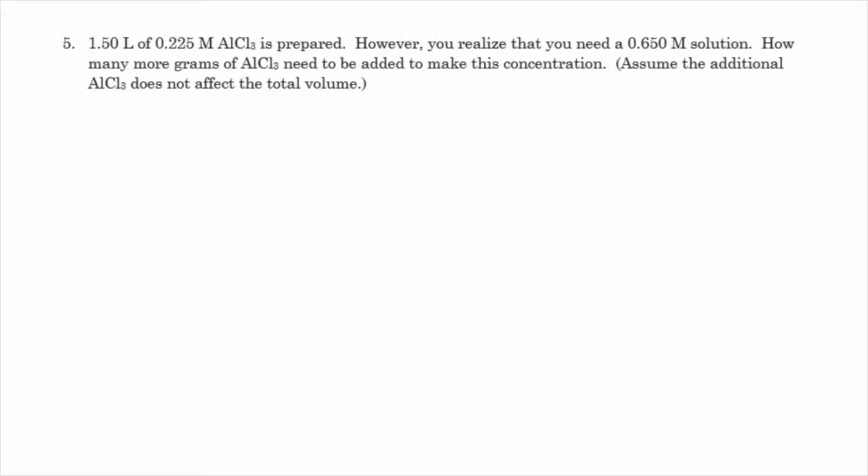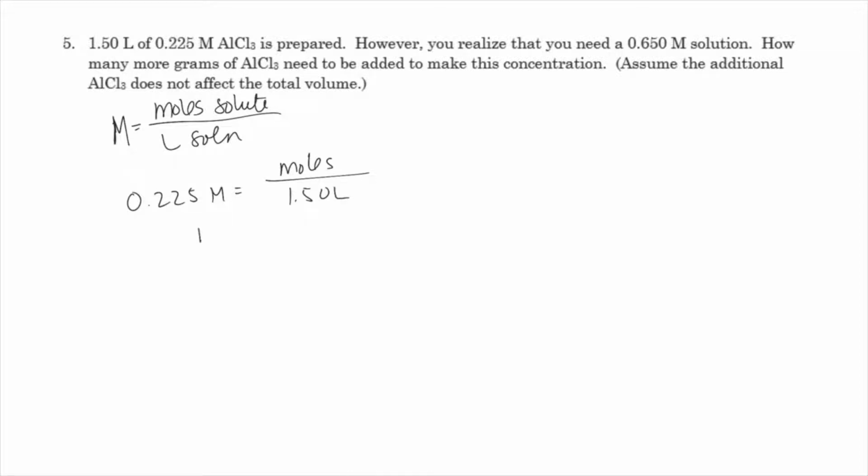So molarity is equal to moles of solute per liter of solution. So the solution that I first make, I have 0.225 molar, which is moles divided by 1.50 liters, which means the amount of moles that I added initially was 0.3375. And this is the amount that I have in the solution I just made.